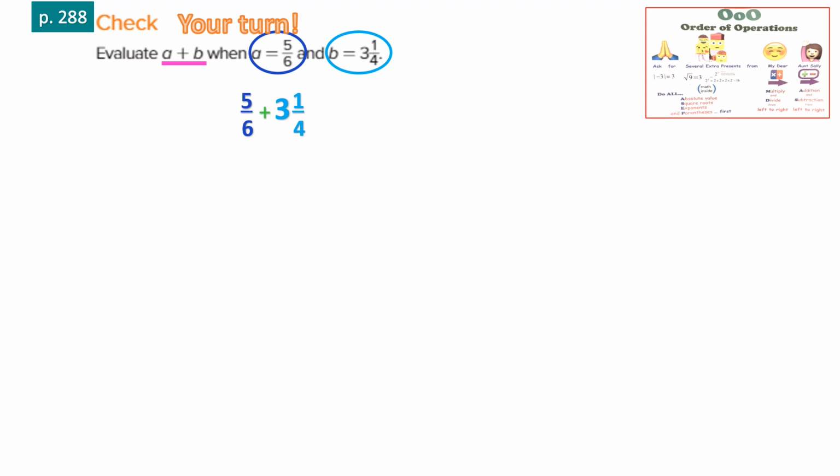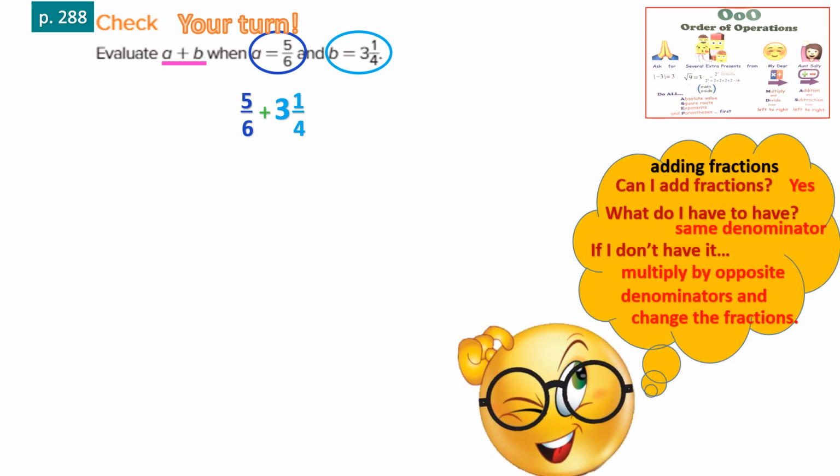Once again, I'm adding fractions, and I have to go back through those questions. Can I add fractions? Yes. What do I have to have? A common denominator. Do I have it? No. So now you had to multiply by opposite denominators. On the left, you have a 6, so you multiply by 6s. On the right, you had a 4, so you multiplied on the left by 4s. When you renamed your fractions, you got 4 times 6, which is 24, and 4 times 5, which is 20.